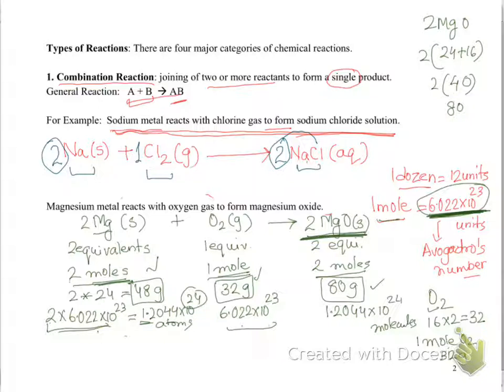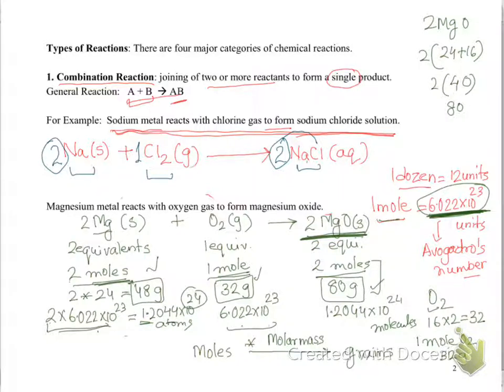So that means even before you start the reaction, you should know how much to mix to get 80 grams of magnesium oxide. So basically, on this slide, you learned a lot of things. You learned that if you are given the moles, you can convert them to grams. That's what we did here. How? By multiplying with the molar mass.